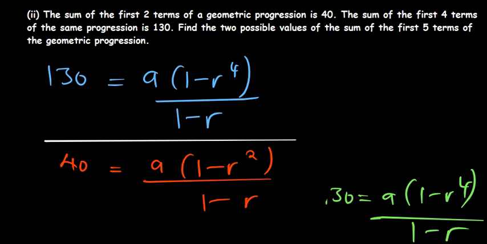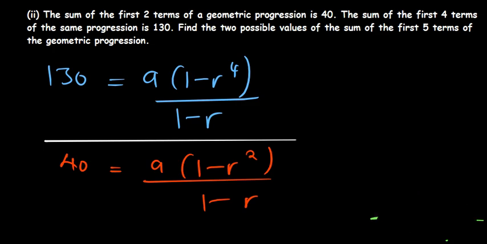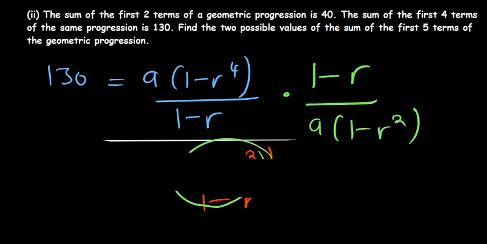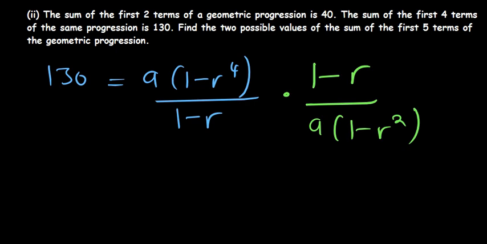So what do you expect there? So what's going to happen is, on the right, we're dividing by what we have. Dividing, I usually say, is as good as multiplying by the reciprocal, which is going to be 1 minus r divided by a times 1 minus r squared, meaning that we just swap them. Then on the other hand, we just have division by 40.